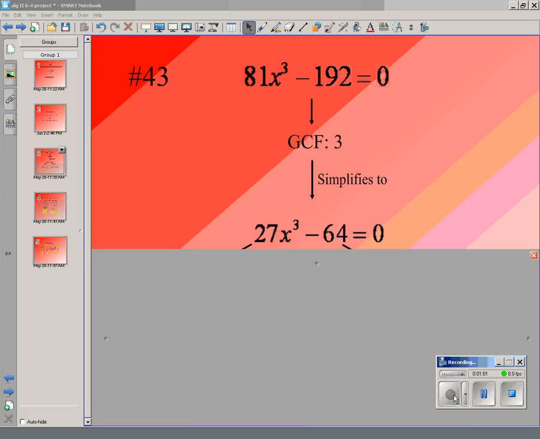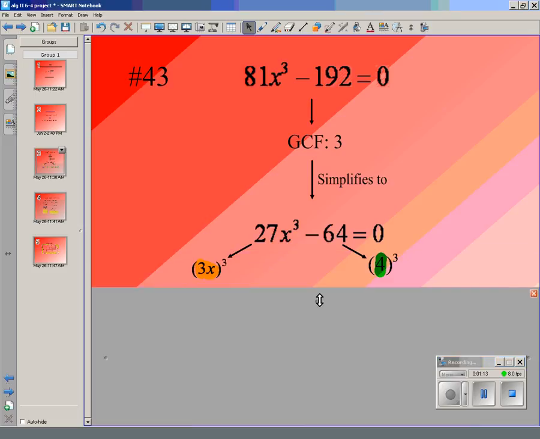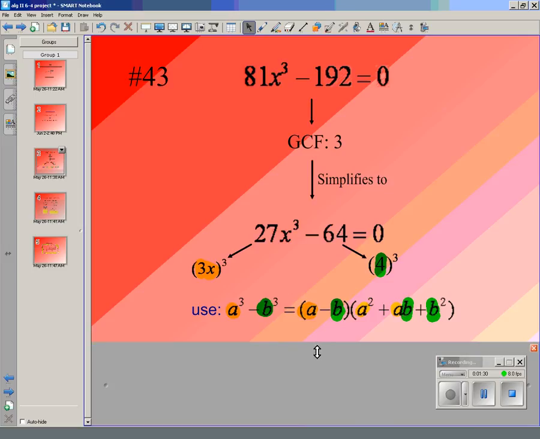Remembering about the a and b terms from the previous slide, 27x cubed is the a term and negative 64 is the b term. 27x cubed simplifies to 3x to the third power, and negative 64 simplifies to 4 to the third power. This shows that 3x to the third power and 4 to the third power are your true a and b terms. Because the problem has a negative symbol in it, you will use equation a cubed minus b cubed equals a minus b times a squared plus ab plus b squared.